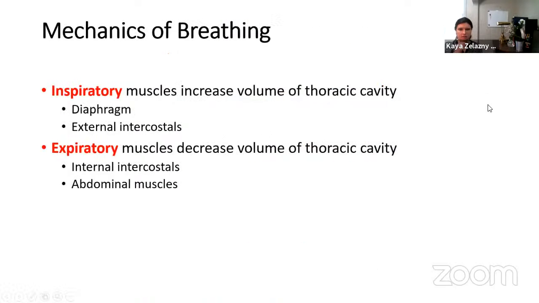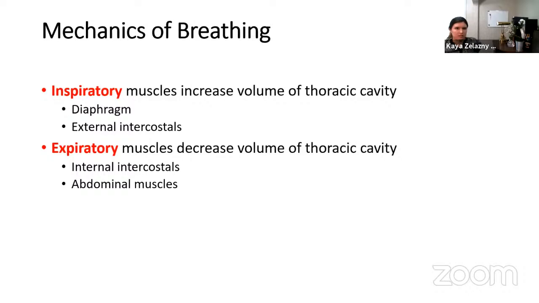Great. So the mechanics for changing the volume of the alveoli work largely through the muscles of the chest wall and the elastic properties of the chest wall. Our inspiratory muscles are the diaphragm and the external intercostals. The diaphragm is naturally dome-shaped. As it pulls tight, it becomes flat, which makes the thorax bigger. And our external intercostals pull the ribs out to the sides.